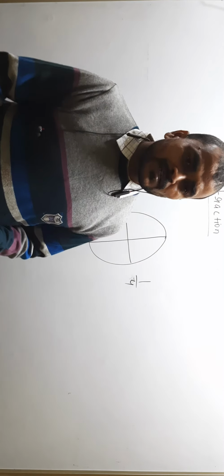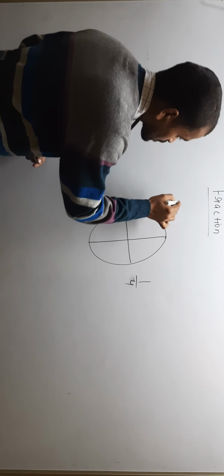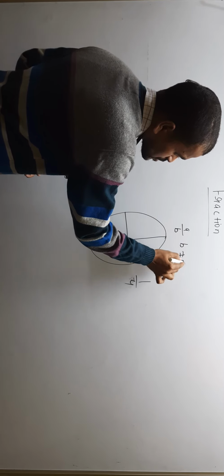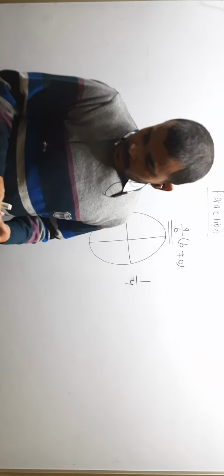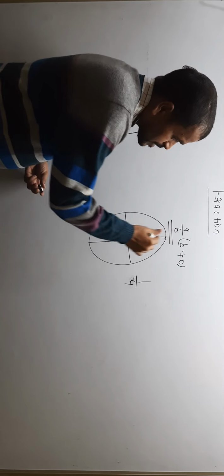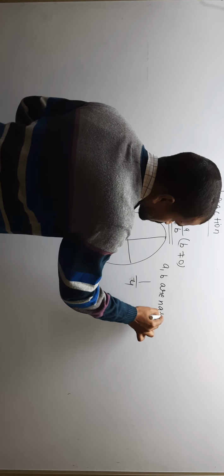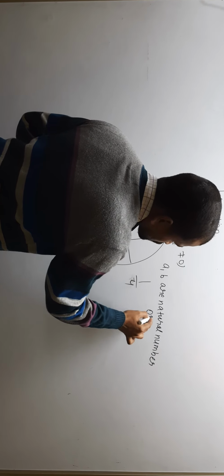If I explain fraction in mathematical language, a fraction is a number which is represented in the form of a upon b, but b does not equal 0. This is called the fraction in mathematical terms, where a and b are natural numbers or whole numbers.